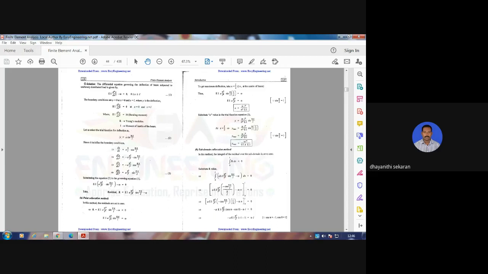So EI d⁴y/dx⁴ minus small w equal to 0, where d⁴y/dx⁴ is Aπ⁴/L⁴ sin(πx/L). So the residue R equals EI Aπ⁴/L⁴ sin(πx/L) minus small w. By the point collocation method, R equal to 0. EI Aπ⁴/L⁴ sin(πx/L) equal to small w. We need to know the limit, x from 0 to L.